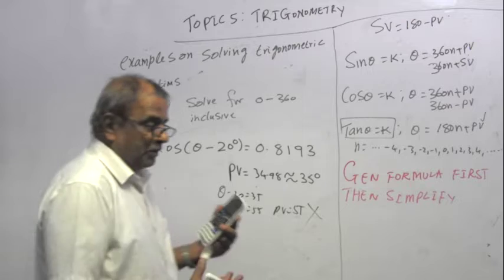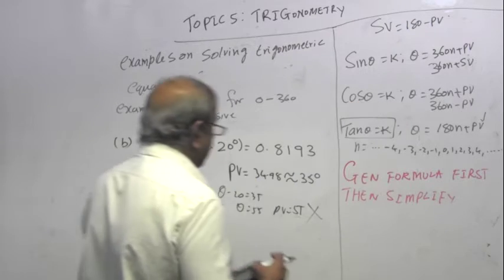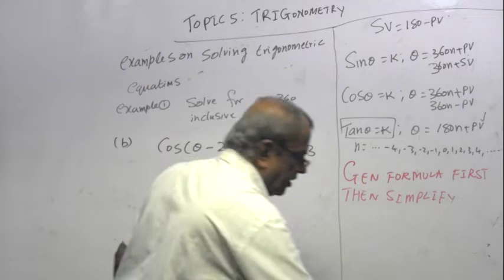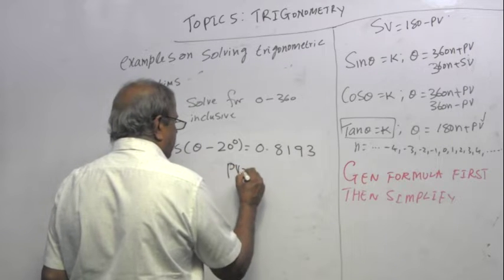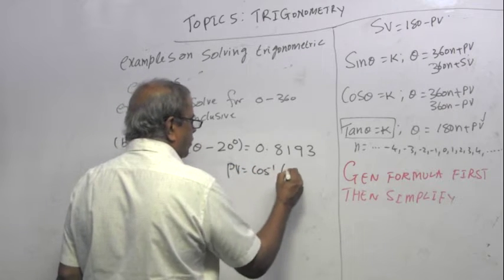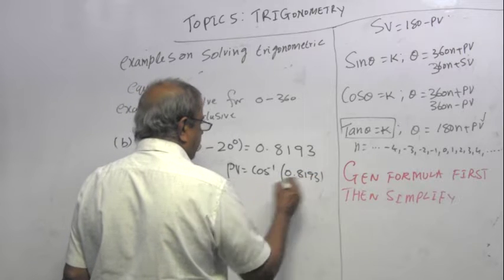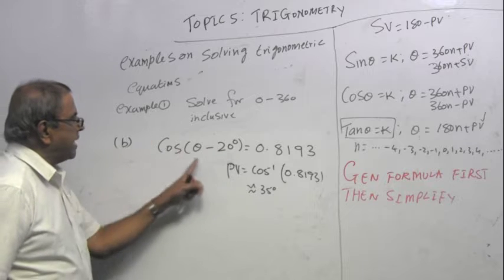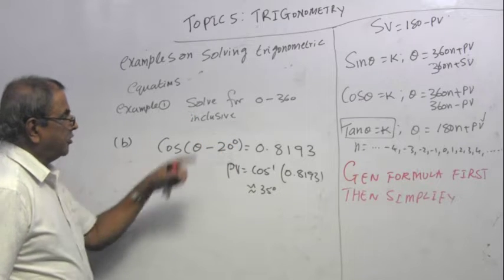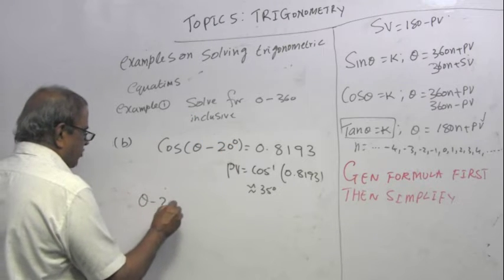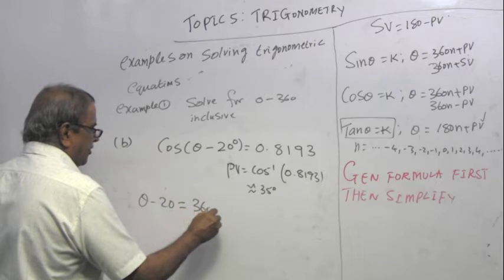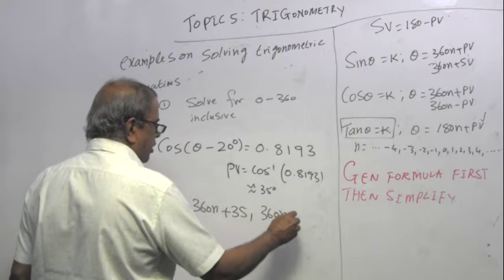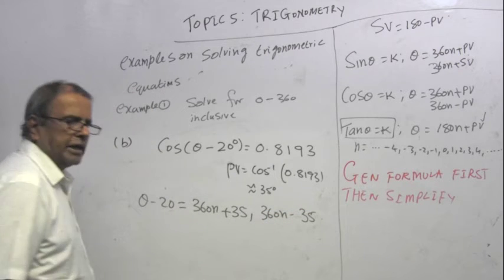Some of the answers work, some of the answers don't work. So I don't want to confuse you. Leave your PV as cos inverse. So I will put it here so that you understand. PV is just cos inverse 0.8193, approximately 35 degrees. This mentally is your x. So therefore, theta minus 20 equals 360n plus PV, or 360n minus PV. You have to consider both.